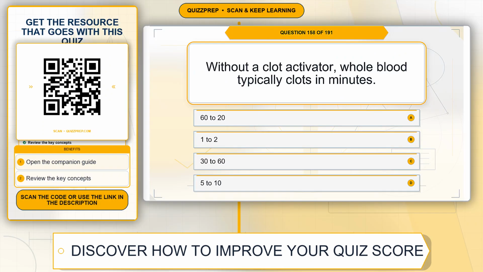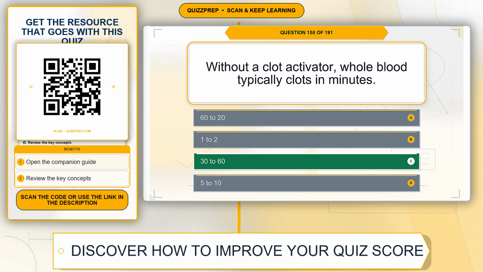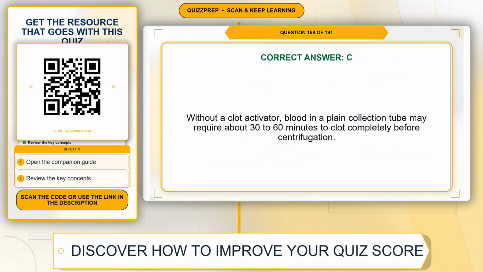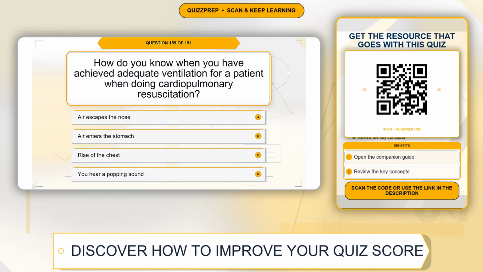Question 158. Without a clot activator, whole blood typically clots in minutes. Option A, 60 to 120. Option B, 1 to 2. Option C, 30 to 60. Option D, 5 to 10. The correct answer is option C, 30 to 60. Explanation. Without a clot activator, blood in a plain collection tube may require about 30 to 60 minutes to clot completely before centrifugation.